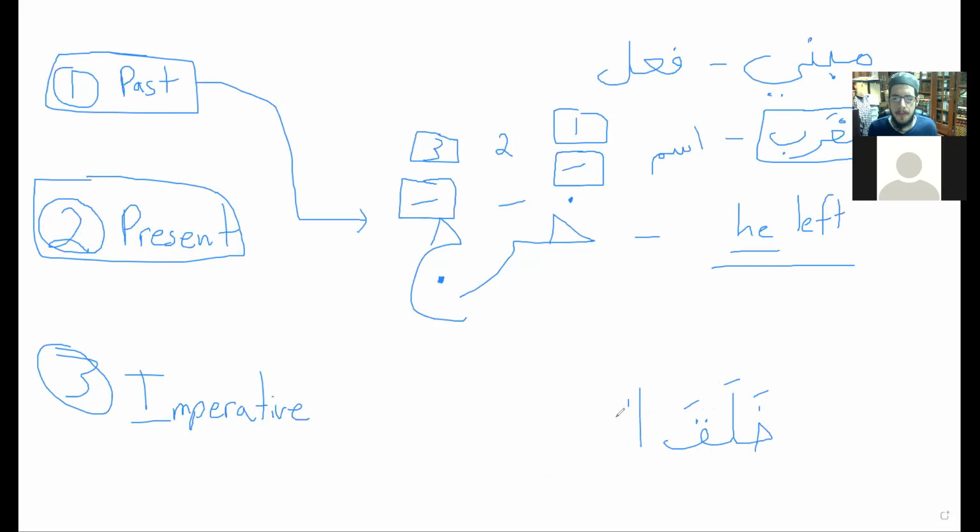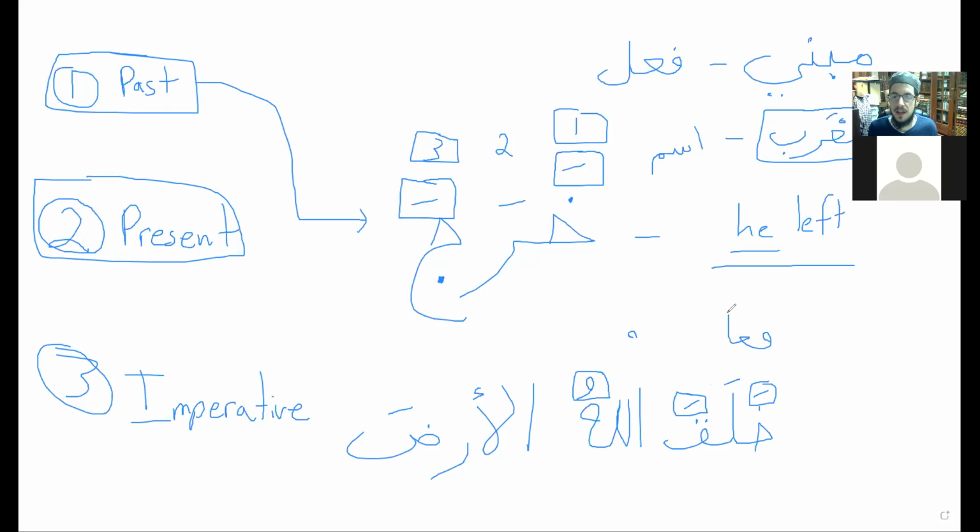Khalaqa Allahu al-arda. Aywa. That's what we're going for. This is a complete, wonderful jumla fi'liya with all of its parts on display for you. This is fixed. This is fixed. So let's break it down.